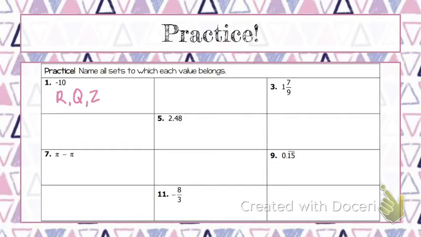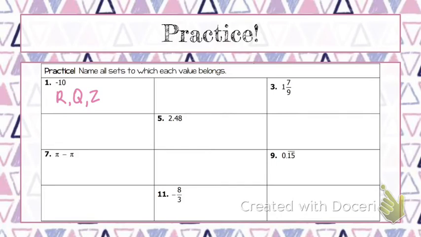And then the next biggest subset is whole numbers. Remember, whole numbers start at 0 and include your positive number line numbers. So that's 0, 1, 2, 3, 4, 5, etc. It does not count negatives. So since it's not a whole number, it cannot be a natural number, because natural numbers are all included in whole numbers. So once you get to the Z, you can stop. RQZ would be your answer for number 1.